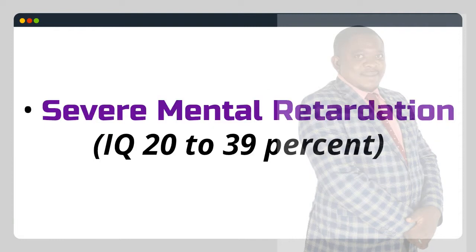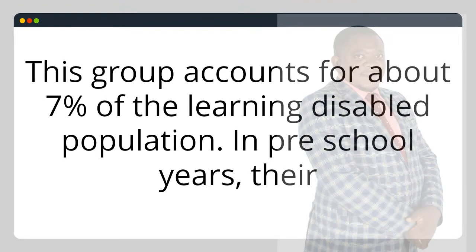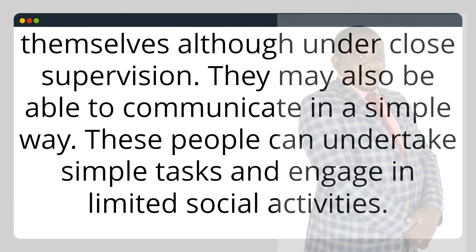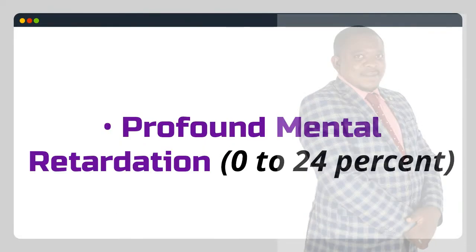Severe mental retardation, IQ 20 to 39. This group accounts for about 7% of the learning disabled population. In preschool years, their development is usually greatly slowed. Eventually, they may acquire some skills to look after themselves, although under close supervision. They may also be able to communicate in a simple way. These people can undertake simple tasks and engage in limited social activities.